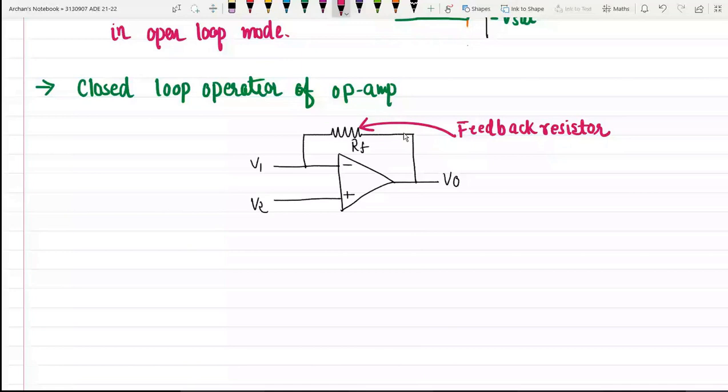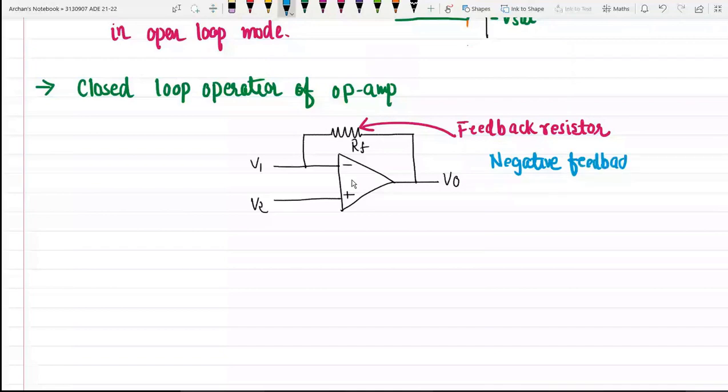This feedback is said to be negative. I will call this negative feedback because this feedback resistor connects the output to the inverting input terminal. You can see it over here. Suppose I connect the feedback to the non-inverting terminal, then it will be called positive feedback. Right now we have negative feedback, and we know very well how to identify whether the feedback is negative or positive.